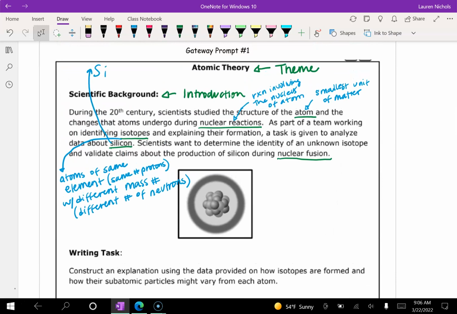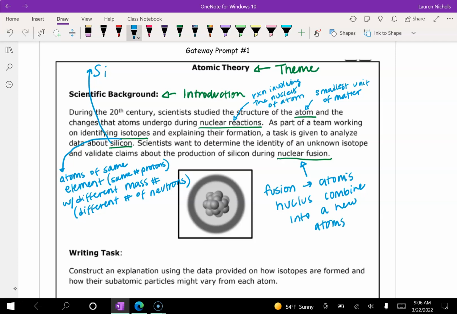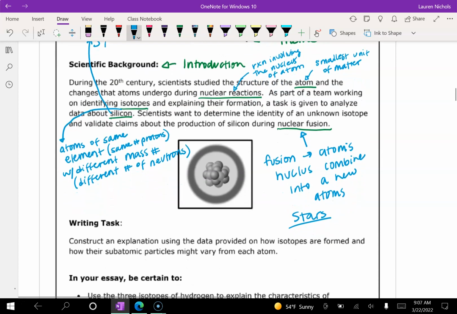But silicon is Si, and it says scientists want to determine the unknown isotope. Nuclear fusion, so remember, fusion means to combine. So nuclear fusion is when the atom's nucleus combine into a new atom. Okay, so this is how new atoms and elements are created. Typically happens in the stars. Okay, although it can happen in machines, there are man-made ones that we look at and use.